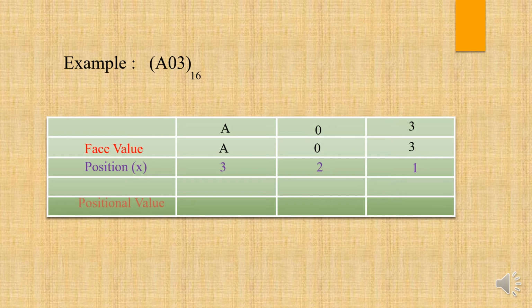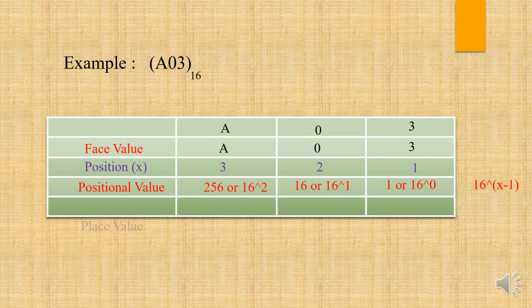Now come to the positional value. Again I will write down the formula, which is base to the power position minus 1, that is 16 to the power x minus 1. So here x is the position of a digit. So for the first position, meaning for 3, the positional value would be 16 to the power 0, because 1 minus 1 is 0. So 16 to the power 0 is 1. For the second position it would be 16 to the power 1, or 16, and for the third digit it would be 16 to the power 2, or 256.